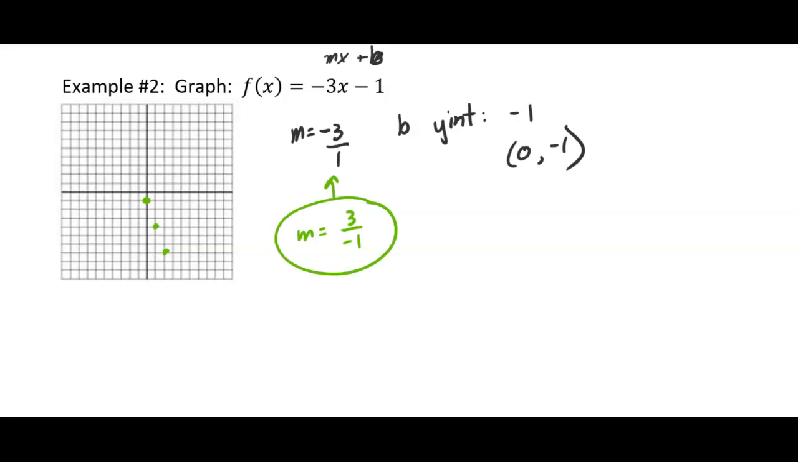But if you thought of it this way, because, say, you're running out of graph paper, you would count up 3, 1, 2, 3, and then to the left 1. And see, those points are still lining up. And you can do that again too, up 3 and to the left 1. Kind of fun. Anyway, so you get some points, and then you can draw the line connecting those points. A ruler helps. Okay, and that's how you graph a linear function.